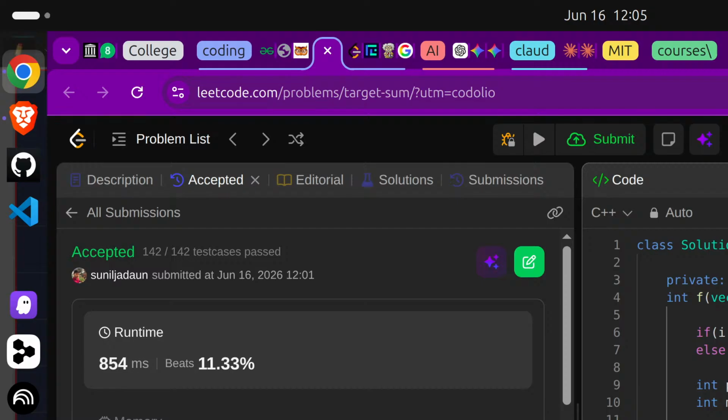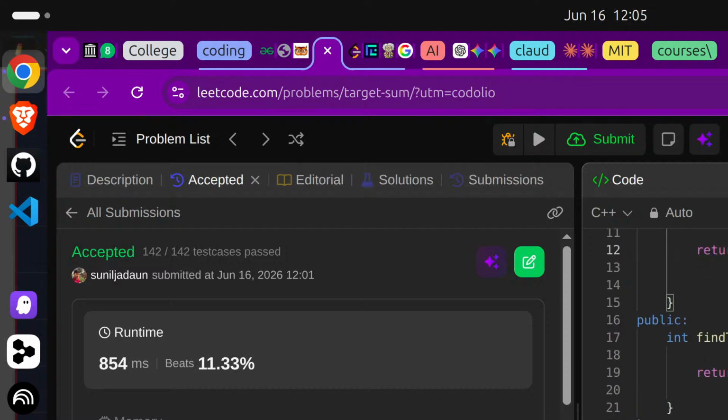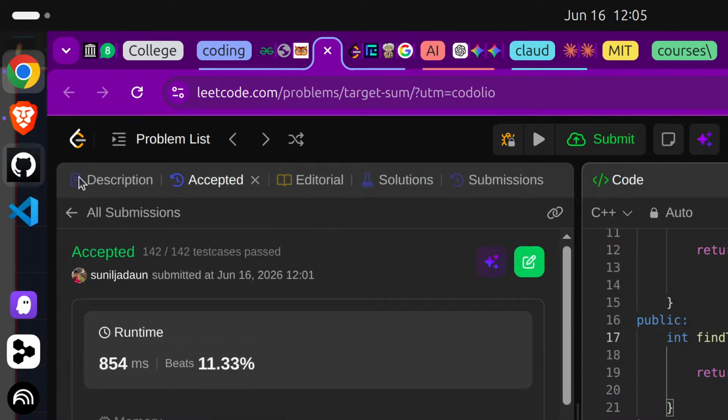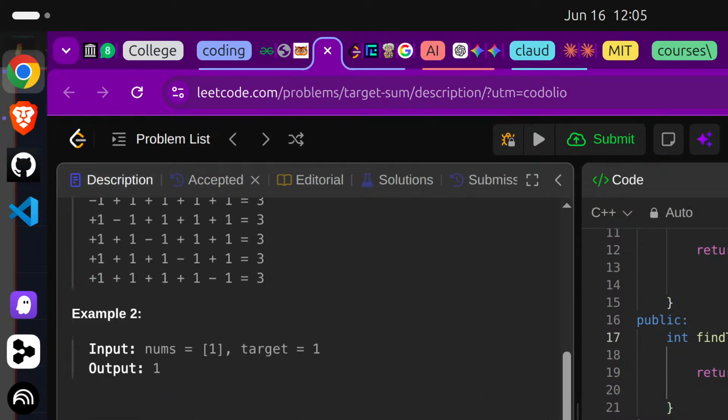Okay, so let me find that 2D array, but let me find the description first, right? The nums sum cannot go greater than 1000, right? A target can go from minus 1000 to plus 1000, right?